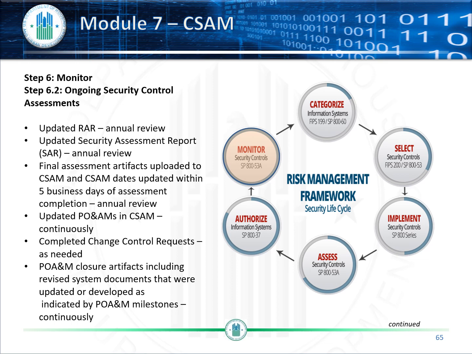The list for 6.2 is a continuation of key activities and documents that are required to be uploaded to CSAM. These also include an updated RAR, an updated Security Assessment Report or SAR, final assessment artifacts uploaded to CSAM and CSAM dates updated within 5 business days of assessment completion, updated POAMs in CSAM, completed change control requests, and POAM closure artifacts including revised system documents that were updated or developed as indicated by POAM milestones.